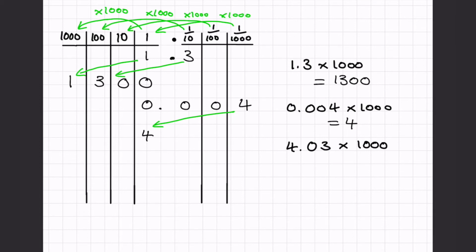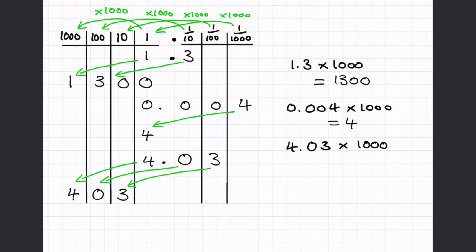And finally, we've got 4.03. We're multiplying by 1,000. The 4 is going to move 3 places to the left. It's going to move from the units column into the thousand column. The other digits in this number, the 0 and the 3, follow suit. So we can see now that the 0 has moved from the tenths column into the hundreds column, and the 3 has moved into the tens column.